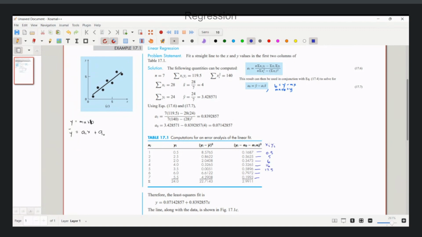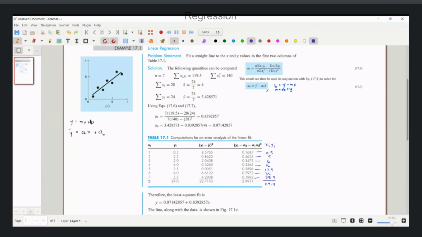17.5, and then 6 times 6, 36. And then, 5.5 times 7. That's 38.5. And to sum all of those, that's 0.5 plus 5 plus 6 plus 16 plus 17.5 plus 36 plus 38.5. That's 119.5.